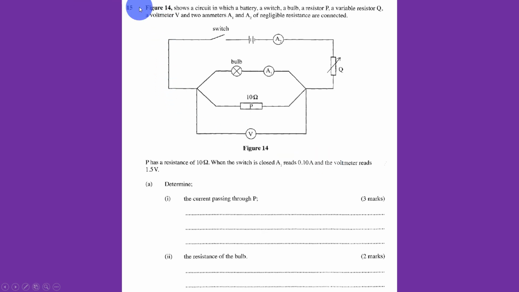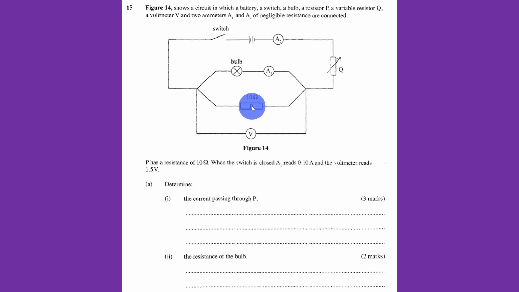This is again in current electricity, where we are told that figure 14 shows a circuit in which a battery, a switch, a bulb, a resistor P, a variable resistor Q, a voltmeter V, and two ammeters A1 and A2 of negligible resistance are connected. P has a resistance of 10 ohms. When the switch is closed, A1 reads 0.1 amperes and the voltmeter reads 1.5 volts. Determine the current passing through P.